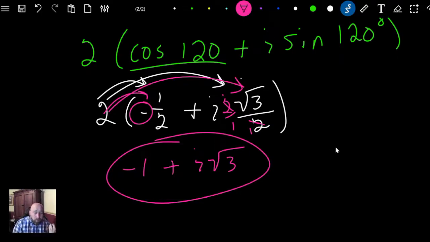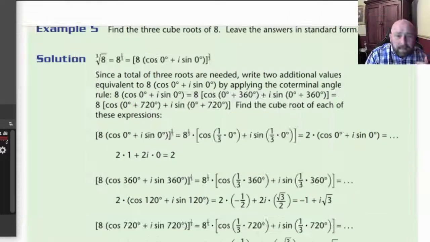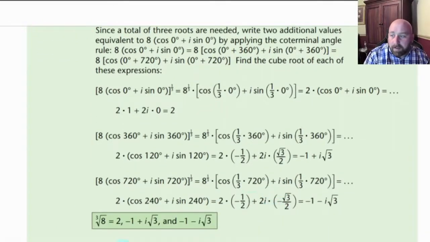And then we would just do it one more time for the 720. I'm not going to take the time to actually show you that. We'll just go ahead here in the book. You can look at page 185, and you can see where we did it for the 720. So you would basically multiply the 1/3 times 720, and it gives you 240. And so you have cosine of 240 plus imaginary sine of 240, and then you multiply everything by 2, and it comes out and it gives you -1 minus I square root of 3.